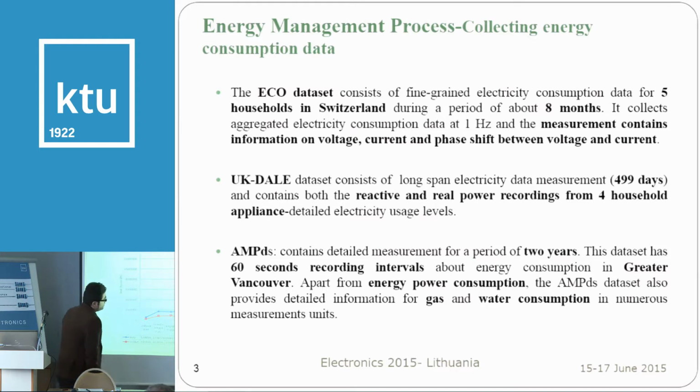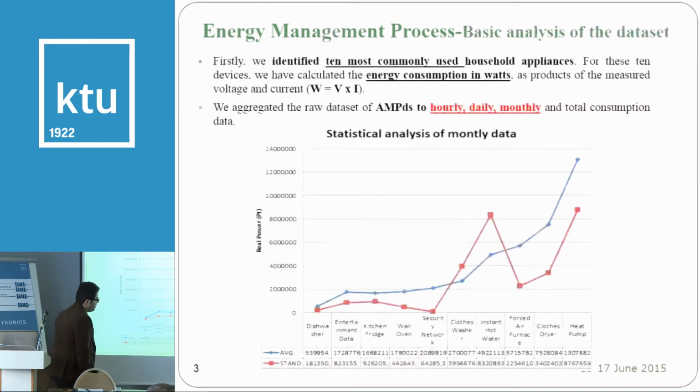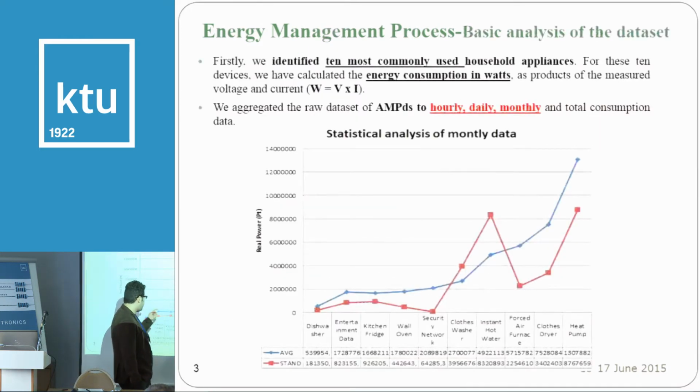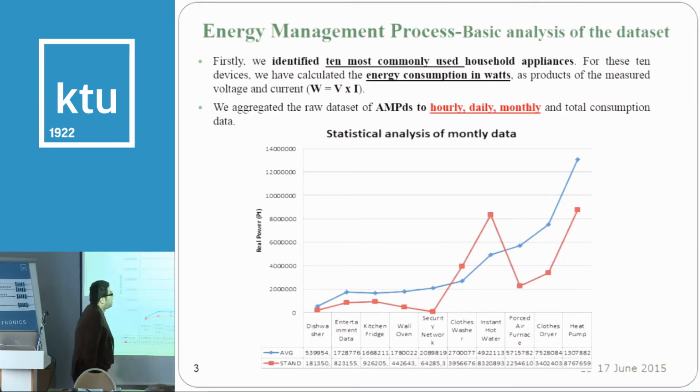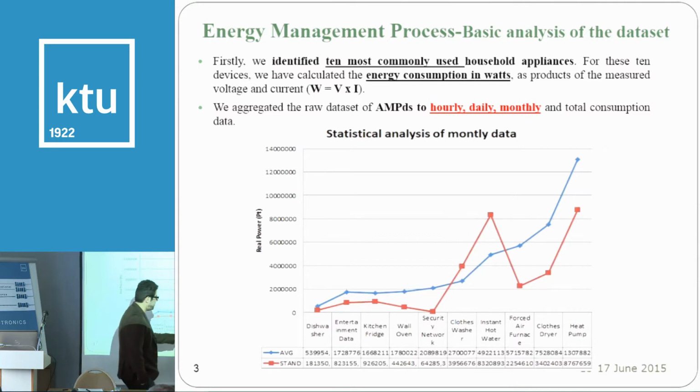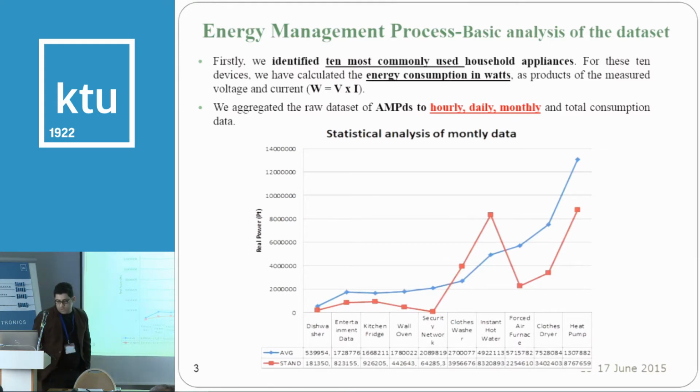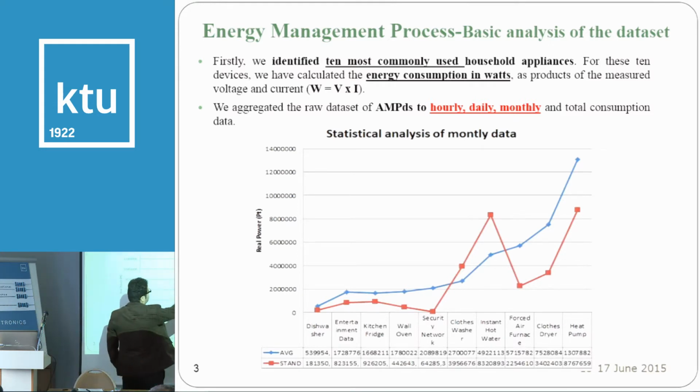This is a basic analysis. We try to analyze the energy consumption for the 10 most commonly used appliances like dishwasher, oven, hot water, and heat pump. Based on this analysis, we see that hot water, and also heat pump, have the highest energy consumption based on the monthly data.